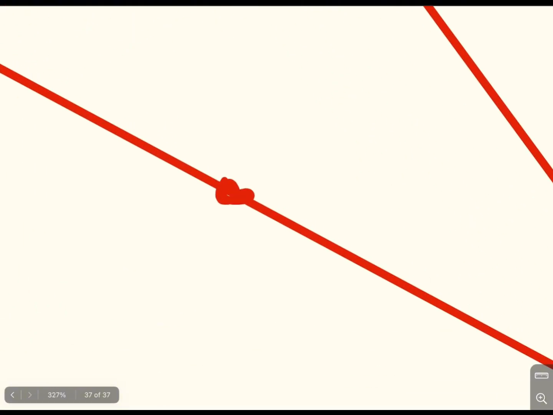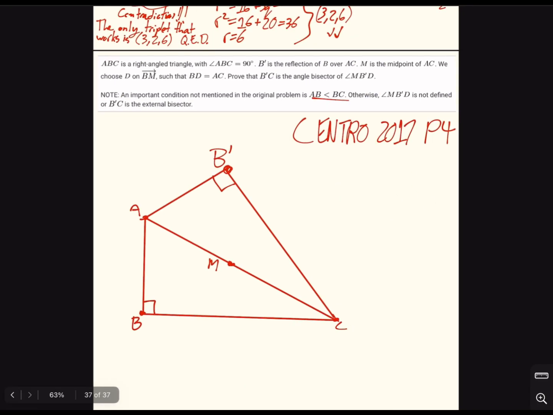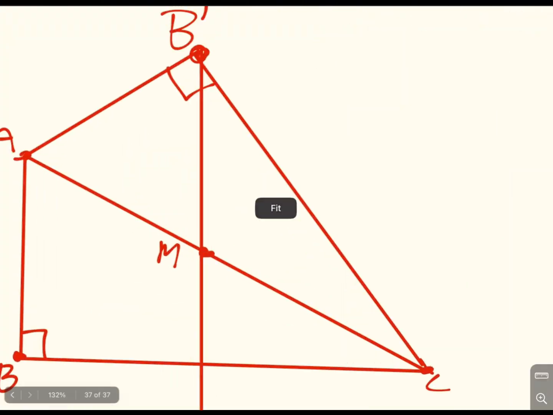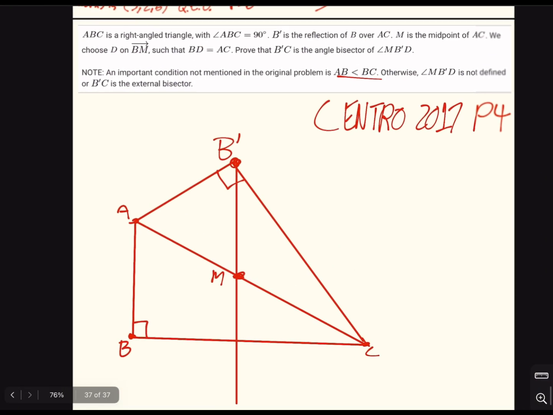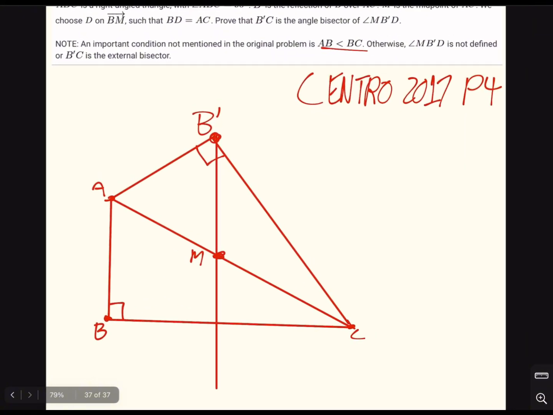And then M is the midpoint of AC. So we have that M is the midpoint of AC. Then we choose D on the ray BM such that BD is equal to AC. So something like that. We can do better. Yeah, something like that. That works. And yes, BD is equal to AC, which works.